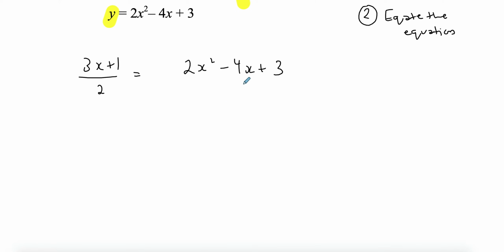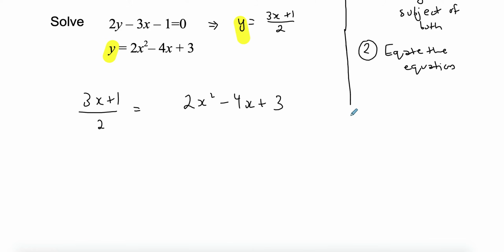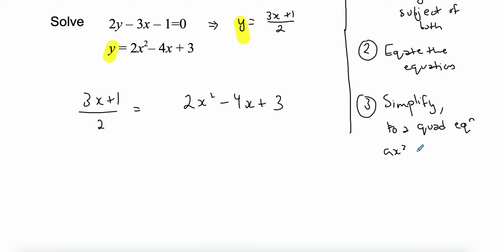Now, once you've done that, this is good. I have everything in terms of x, so you will simplify and change it to a quadratic equation. Remember, a quadratic equation is something where you have ax squared plus bx plus c equals 0. So something with x's and then equal to 0. The way you do it, well, I first need to get rid of this divide by 2.